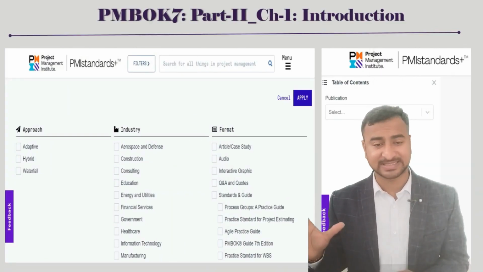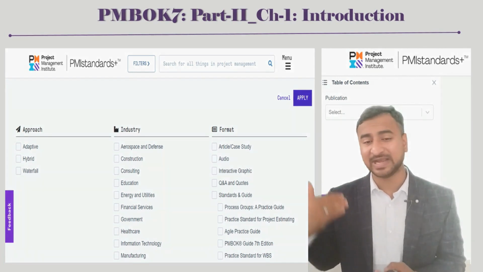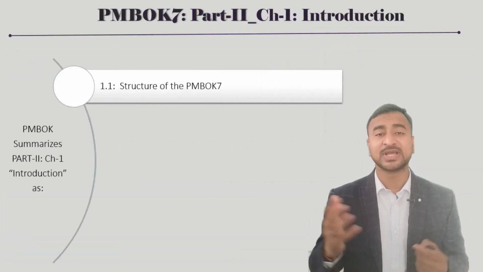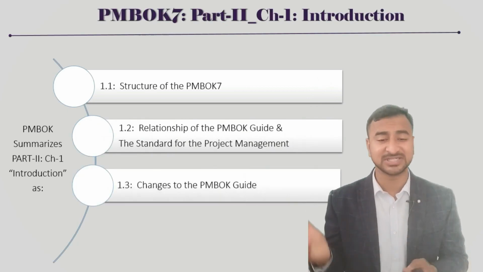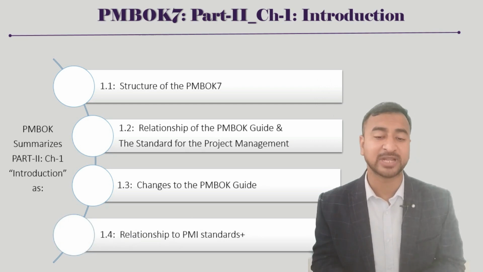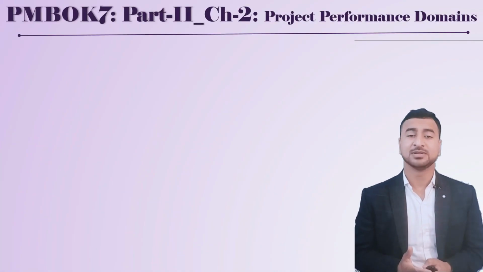It looks like this, and you can check what are the approaches, industry, and the format based on the industry. You can take that. So in conclusion, we have covered in today's session the structure of the PMBOK 7, the relationship between Part 1 and Part 2, changes to the Project Management Body of Knowledge, and relationship to the PMI standard. Deciphering the project performance domain.